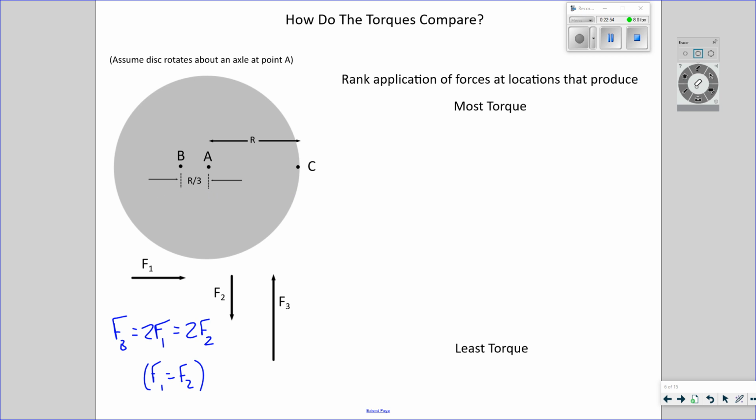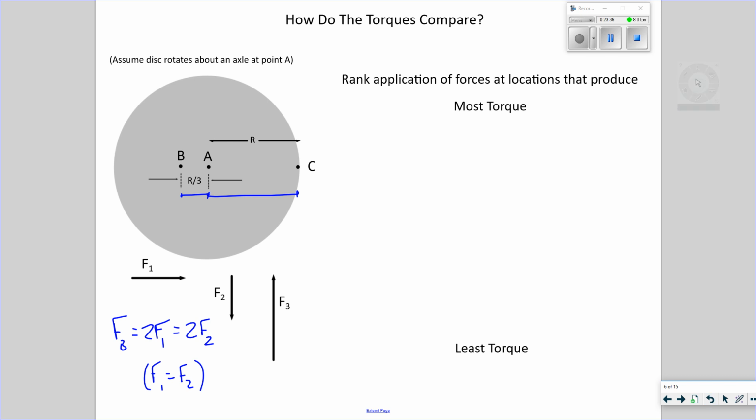Okay, so here's what we can do. There's 3 different forces and 3 different locations at which those forces can act. That leads us to 9 combinations of force and location. So let's rank them from most to least torque. Now, a lot of them are easy, because if we apply any of these forces at location A, well then the distance from the axis of rotation, which is at A, to the point of application of the force, which is at A, that distance is 0.